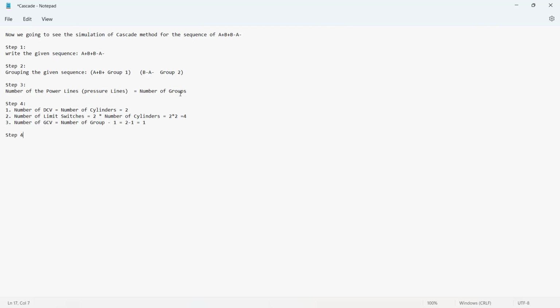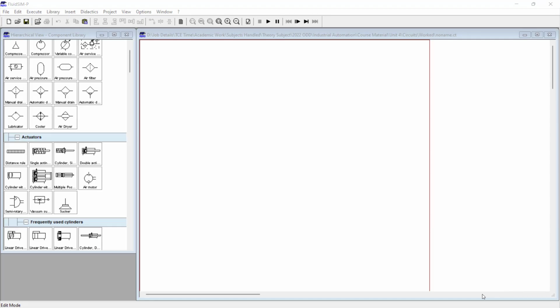Step 5. Construct the circuit for the given sequence.